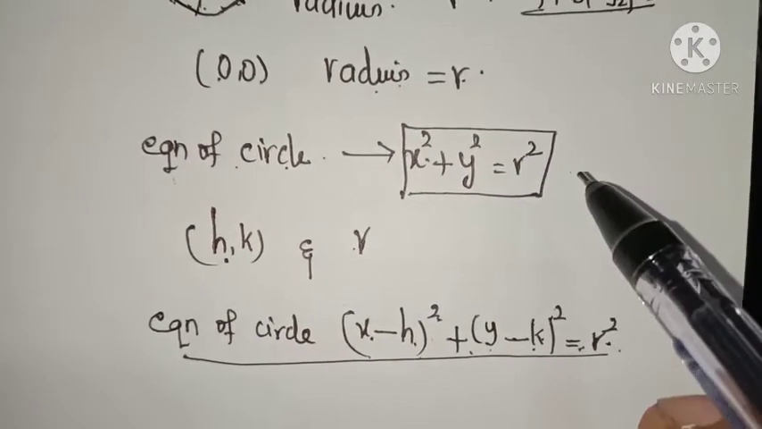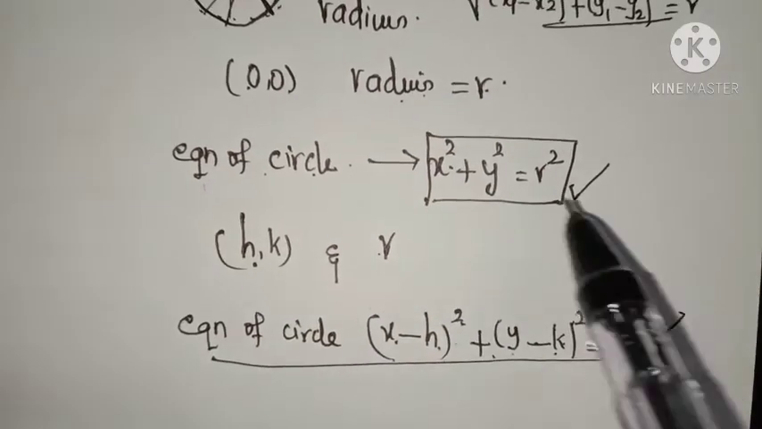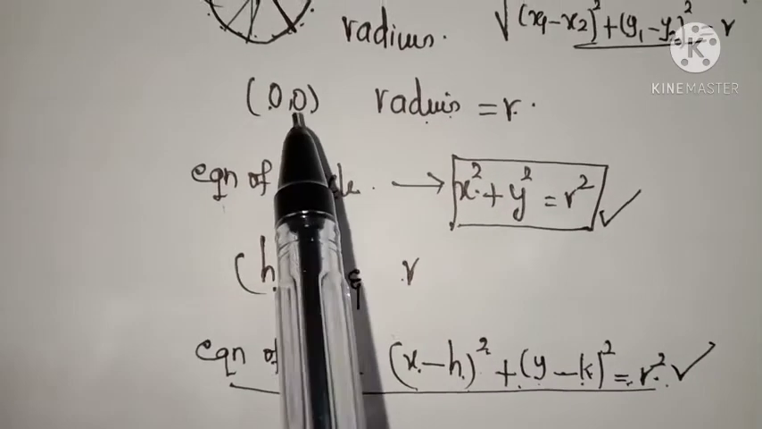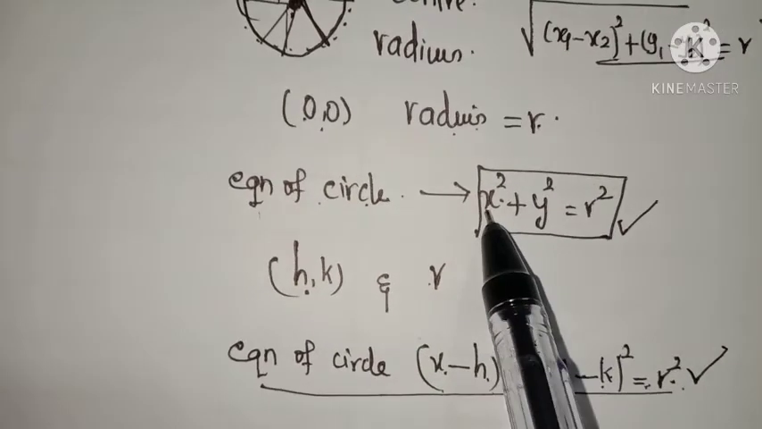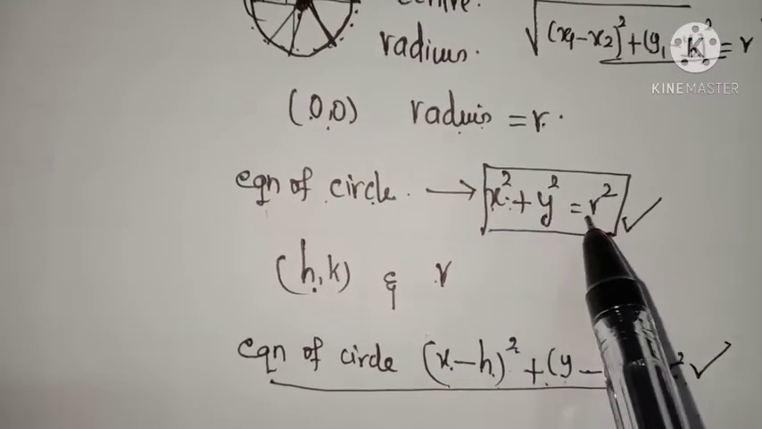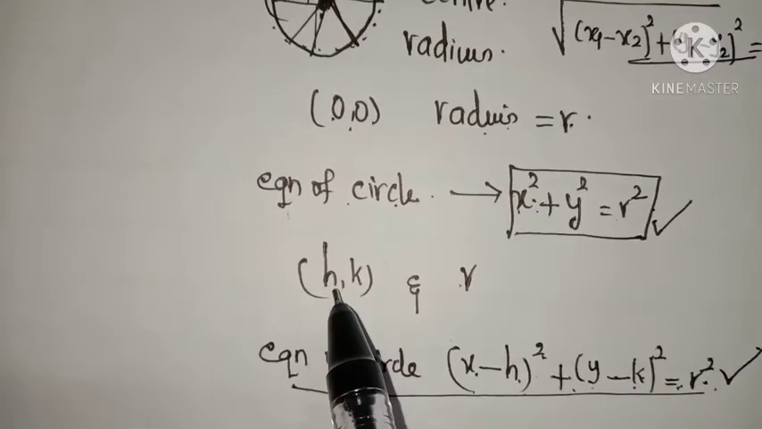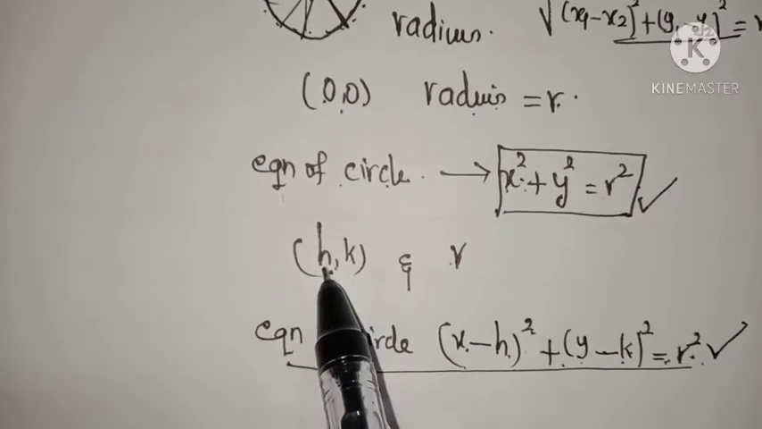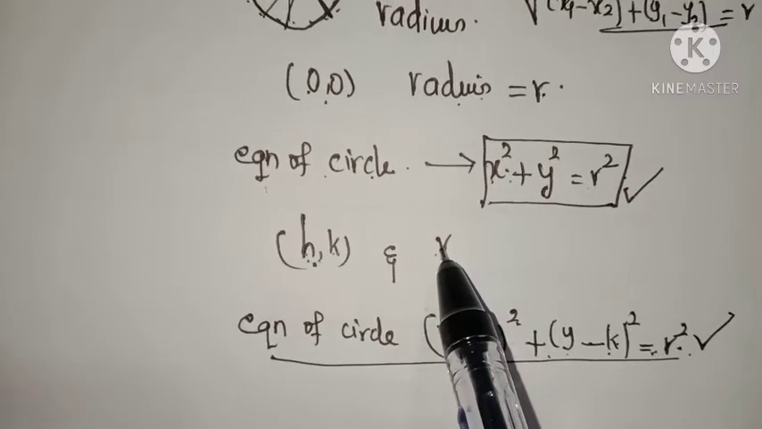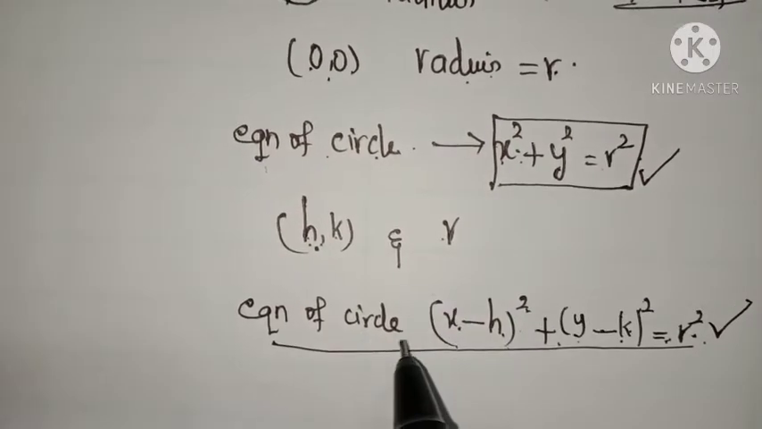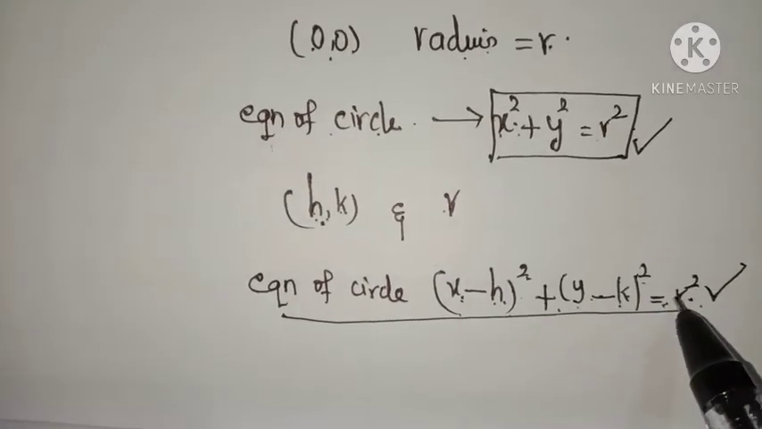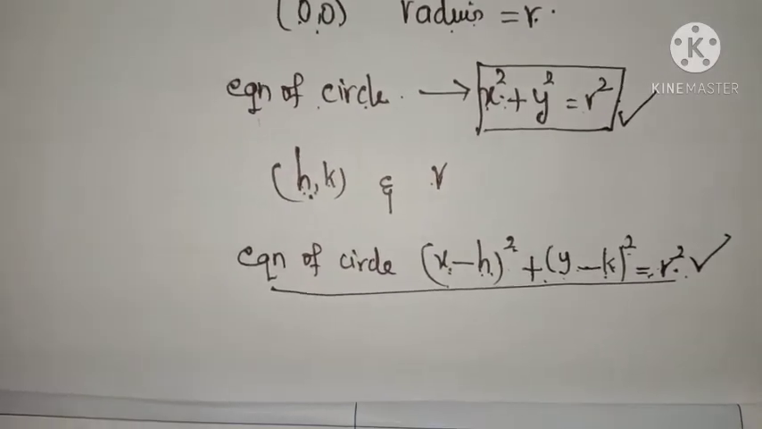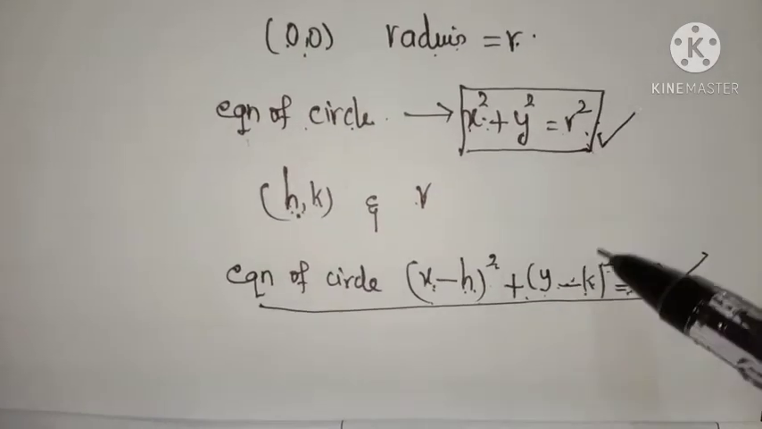So, you have to learn these two formulas by heart. First, when the center is the origin and the radius is r, the equation of the circle is x square plus y square equal to r square. Second, when the center is (h, k) and the radius is r, the equation is x minus h the whole square plus y minus k the whole square equal to r square. Learn these two formulae by heart.